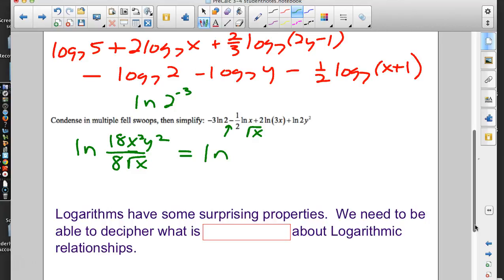Because at this point, of course, we would want to condense this even further. What are you going to condense? The 18 and the 8?